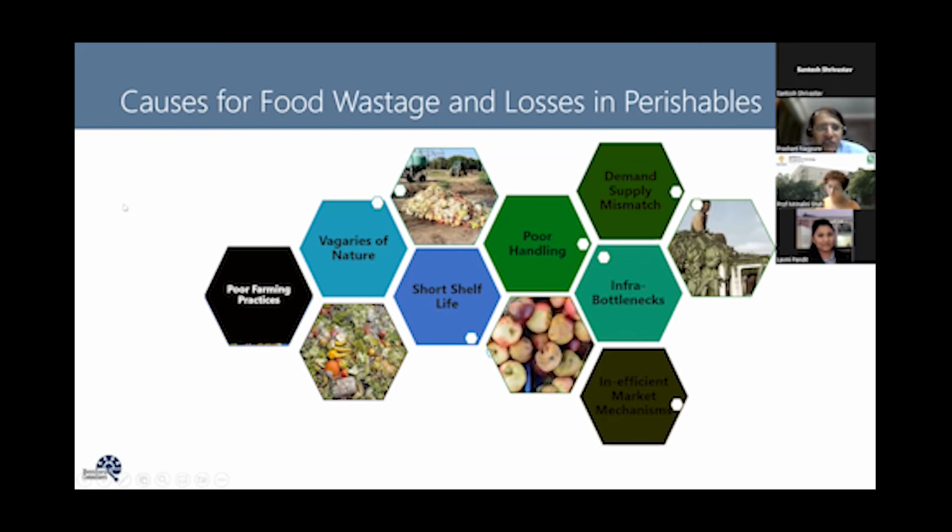Any thoughts about this? I think it's self-explanatory, but I just wanted any inputs from the audience here. Have you seen something like this? Food getting wasted? Anybody? Yes, sir. Has anybody visited Azadpur Mandi, Delhi? No, sir. Okay, so there are mandis across various cities and states.